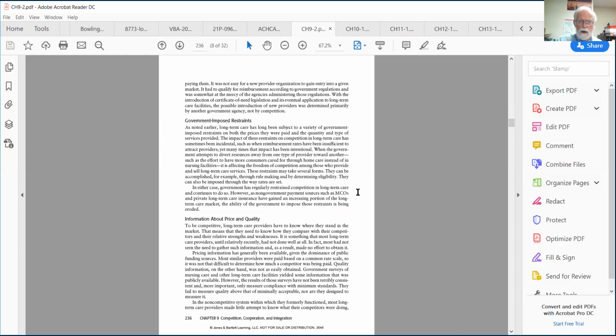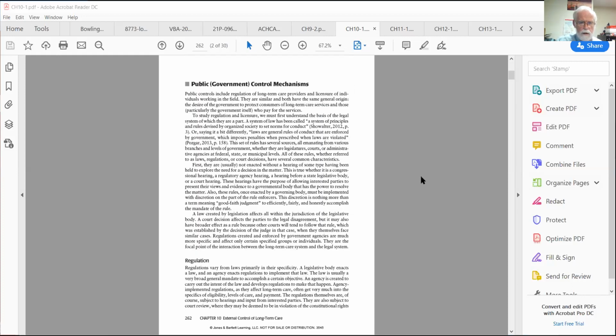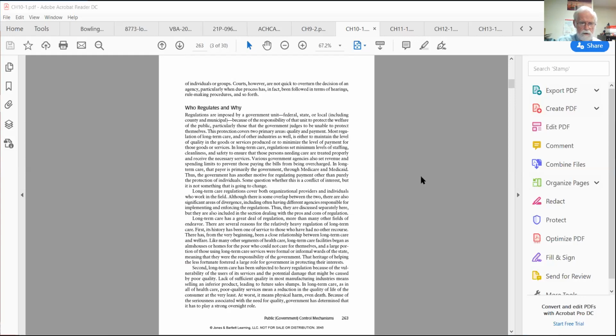So let's go look at a different chapter now. Let's just make sure this is being shared. Yes, it is. Okay. External control. This is something that is really there. The external control lies in public control mechanisms such as regulations and who's doing the regulating.